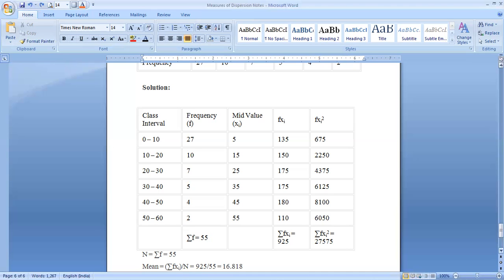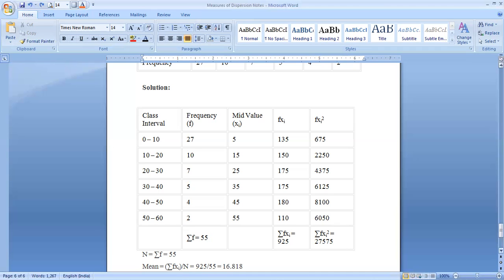These mid values are taken from the class intervals. The mid value is the lower limit plus upper limit upon 2. Like 0 plus 10 upon 2 will give 5. 10 plus 20 upon 2 will give 15. 20 plus 30 will be 50, and 50 upon 2 will give 25, and then so on. In this way the mid values have been calculated.